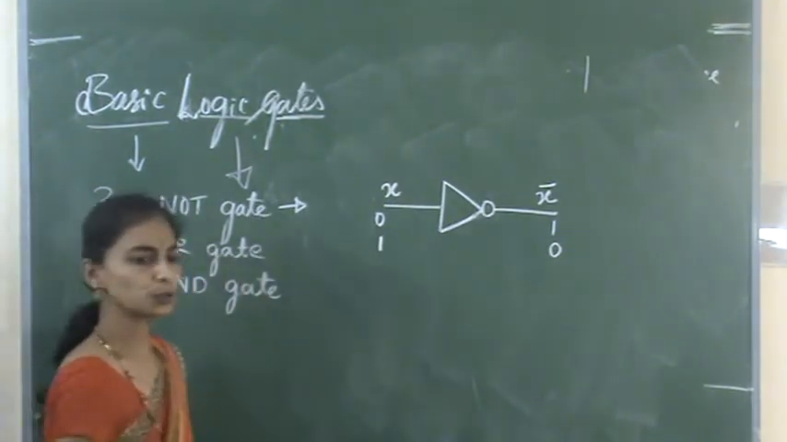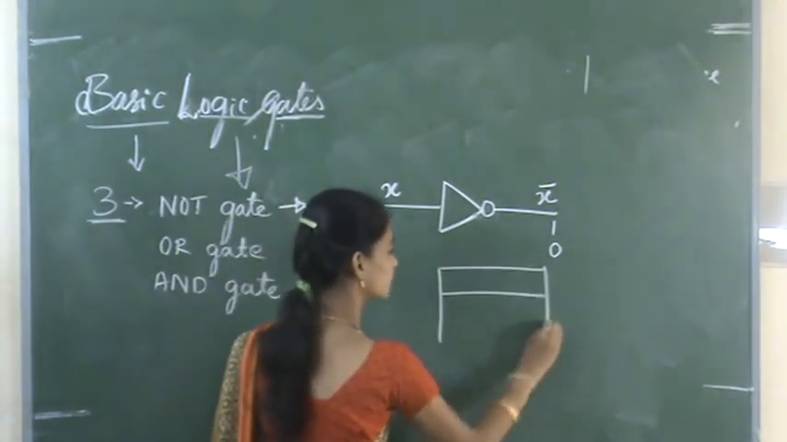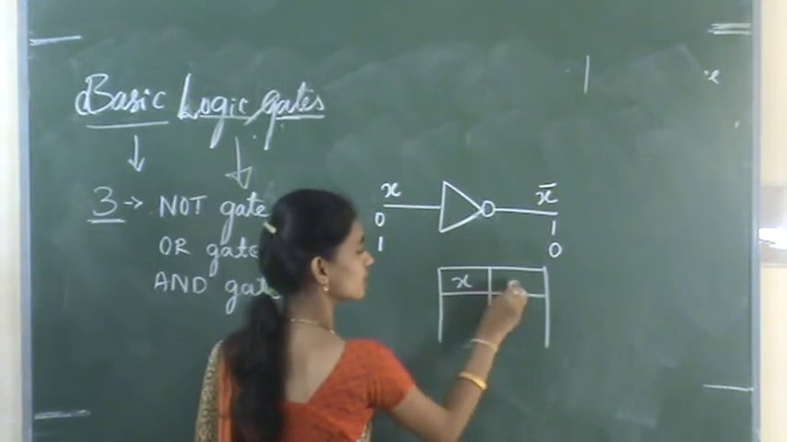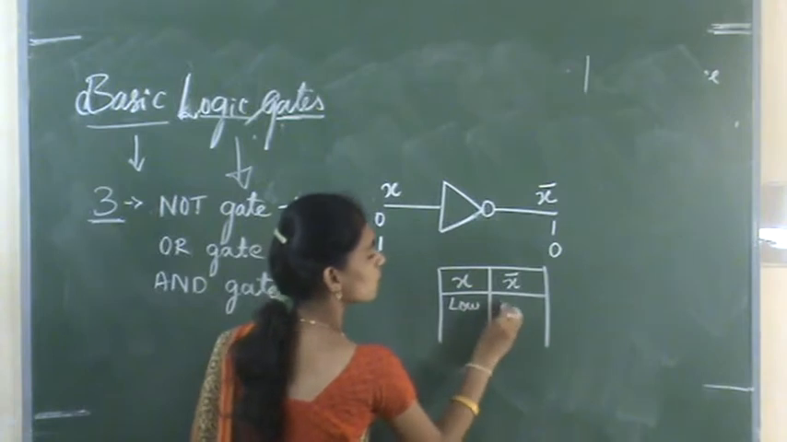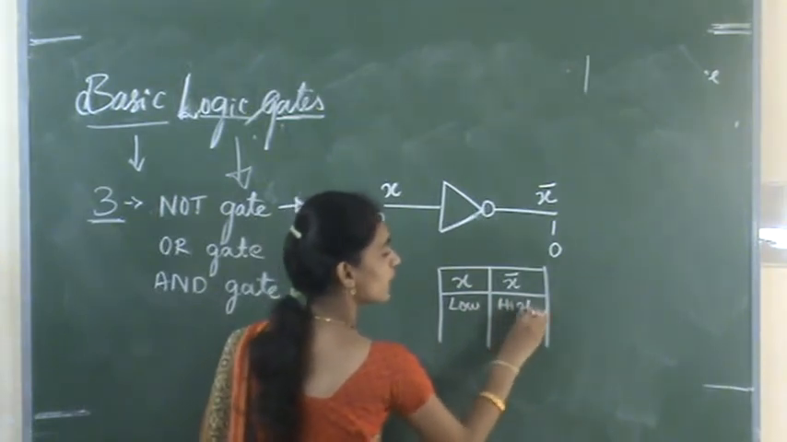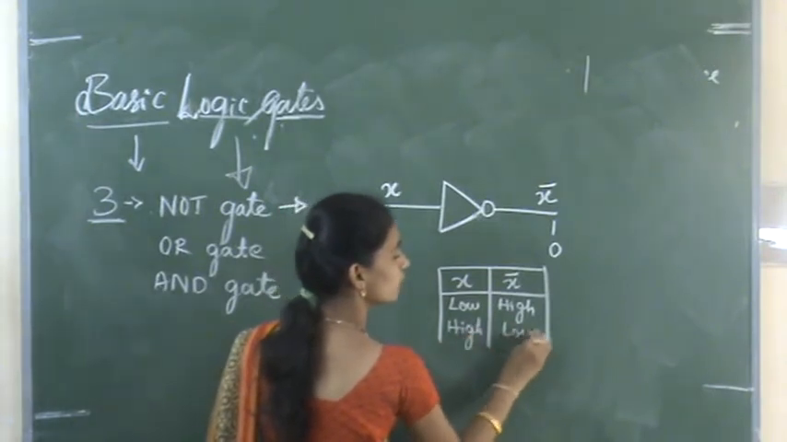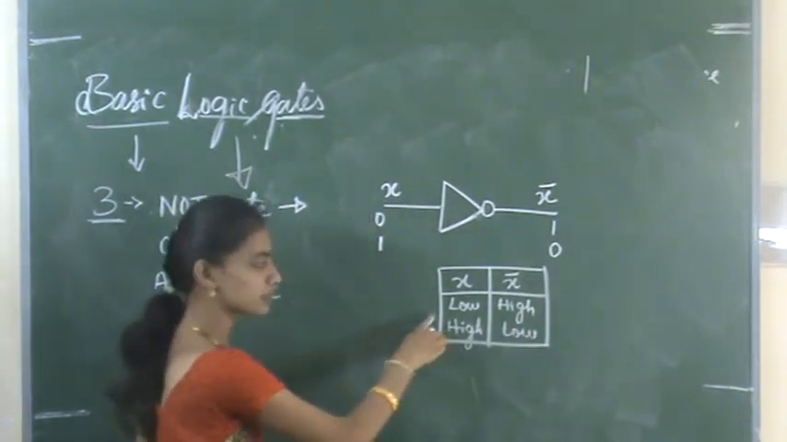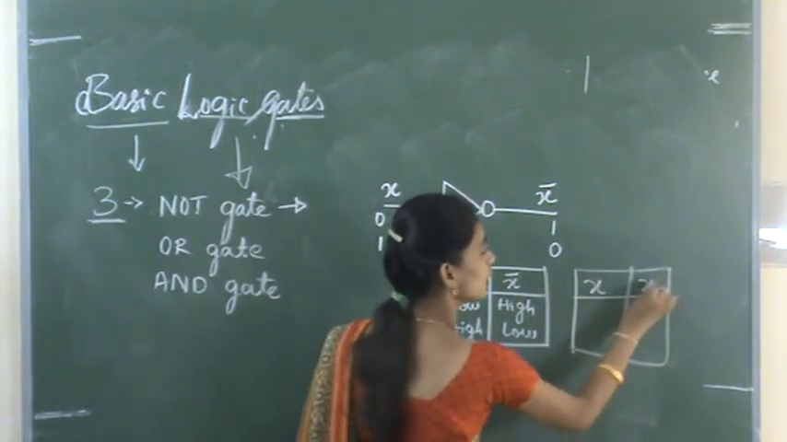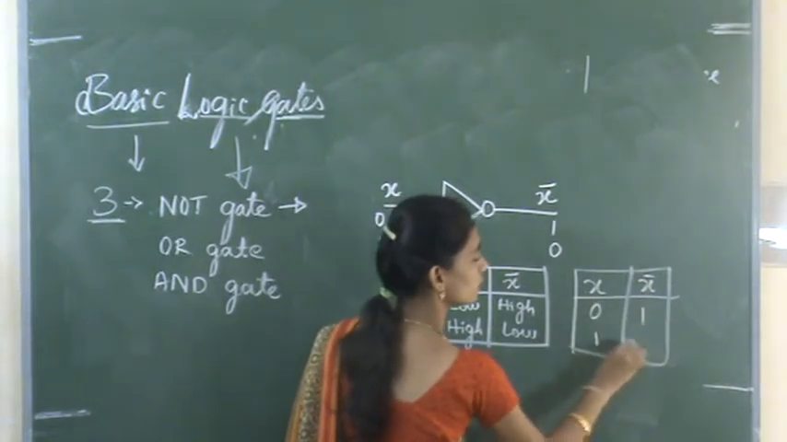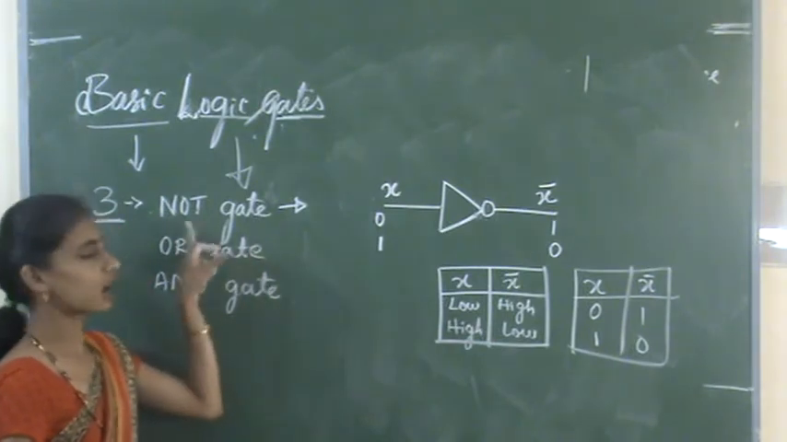So how do we write a truth table for this? You know how to represent the truth table. This is x, this is x bar. If we provide low, the output will be high. If you provide input high, the output is low. You can represent it like this, or you can write it with zeros and ones. So x bar: 0, 1, 1, 0. Both are the same. So this is about the NOT gate.